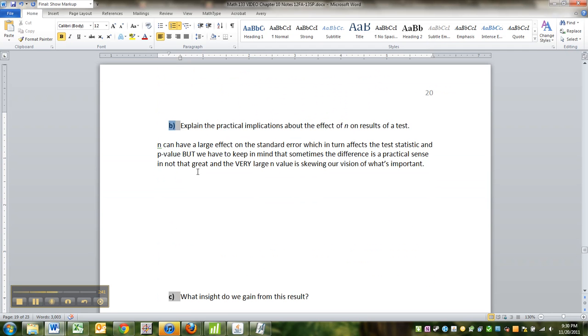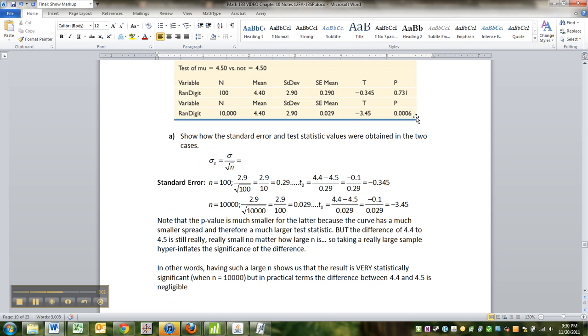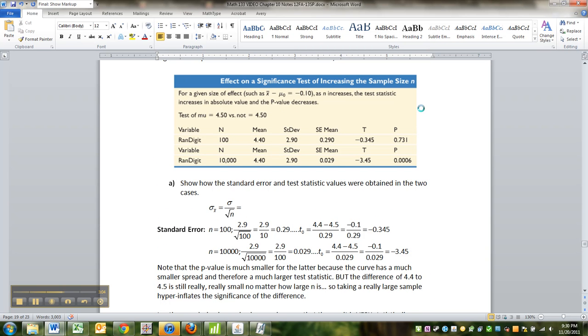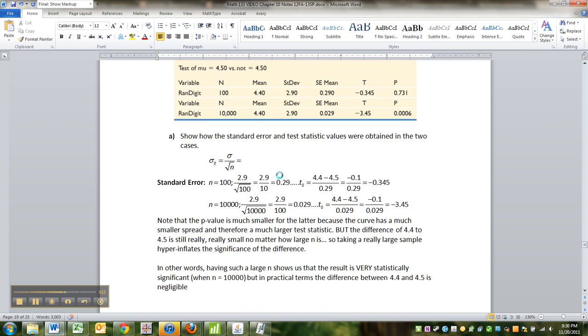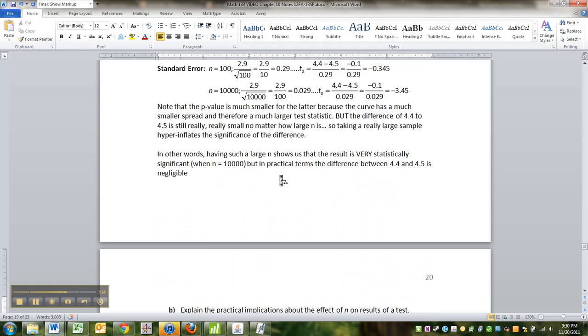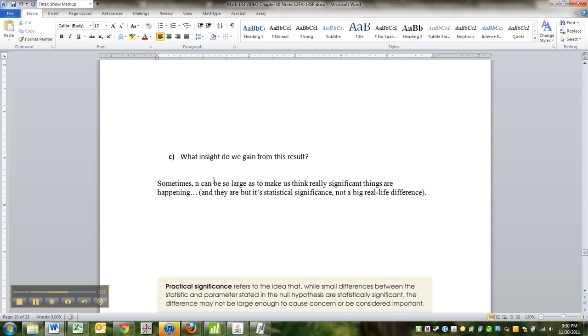So the practical implications are that n can have a very large effect on the standard error, which in turn affects the test statistic and the p-value. But we have to keep in mind that sometimes the difference in a practical sense is not that great, and the very large n values skew our vision of what's important. This gave us this really small p-value, and you're like, oh, that's big, that's significant, and it is, but it's statistically significant, not practically significant. I mean, it's not that big of a deal if your random number generator is only off by a little bit, right?